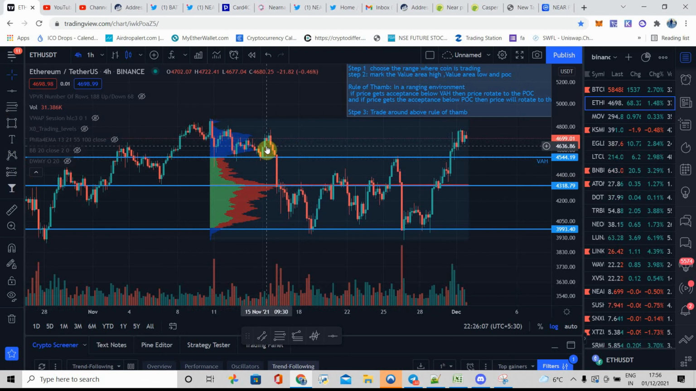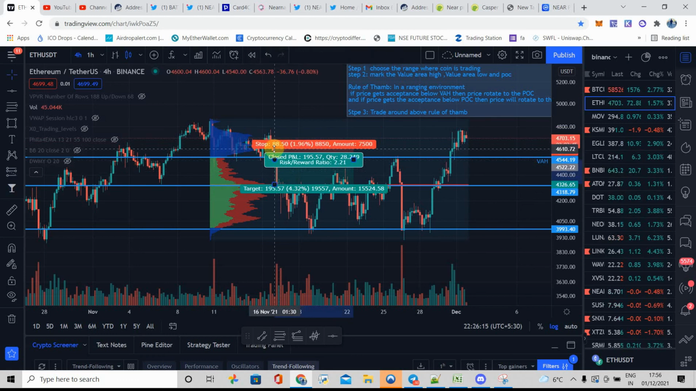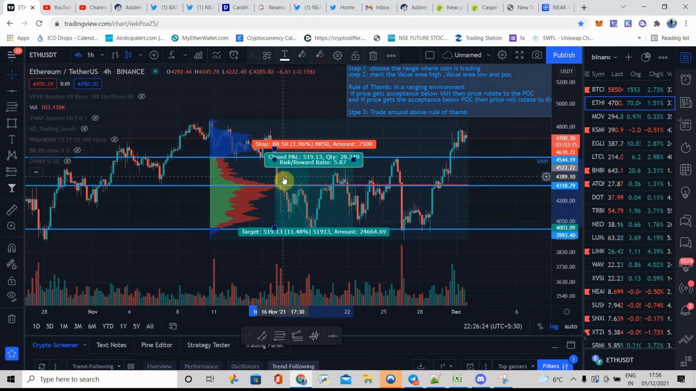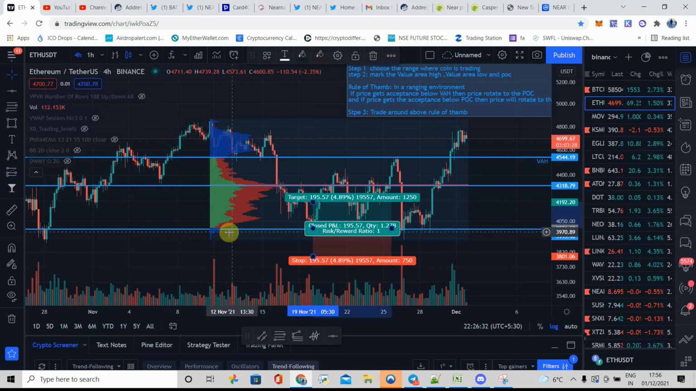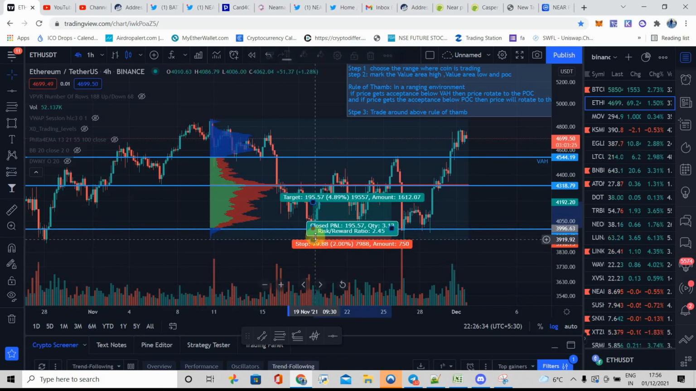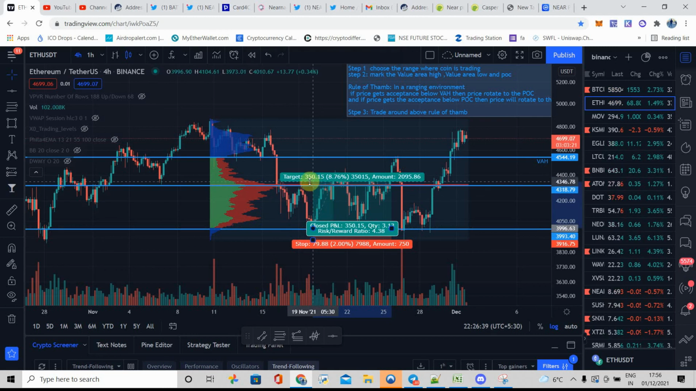Let's say price is here. Now what we can do, you can take a short position if price gets acceptance below the value area high, and you can trade till the point of control or the value area low. Then another trading idea can be that you take a long position at the value area low here and keep a stop loss below the value area low and target the point of control or the value area high.